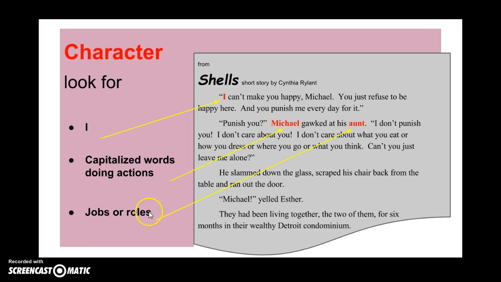Or jobs or roles like farmer, teacher, and here we have ant. So I'm going to go ahead and highlight that. Now this could be both of those, we don't know, but these are people that I think could be characters. Here's another one that I would highlight, capital, and it's somebody who's yelling, so I would capitalize this name too.